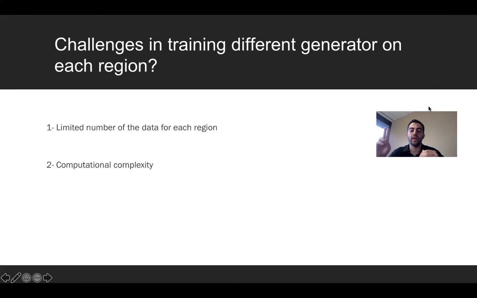The other challenge is that if we want to train different generative models, each generative model has so many parameters. So if we want to have hundreds of generative models, then we need 100 times more computational complexity, which is essentially not feasible.